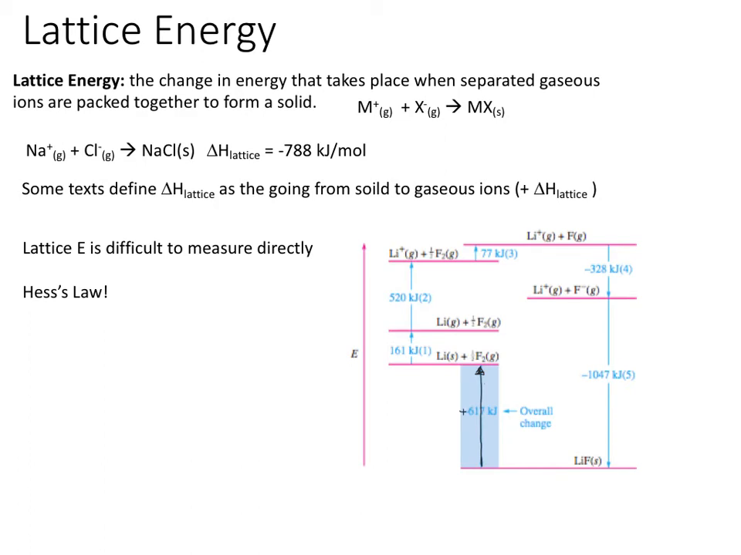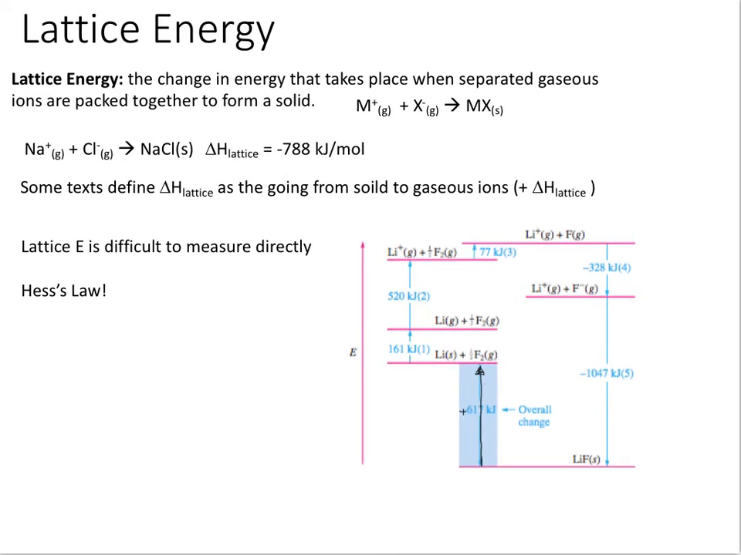So lattice energy is the change in energy that takes place when separated out gaseous ions get packed together to form a solid. So in the context of an ionic compound, we take our ions that are in their gaseous state, we condense them down, and we form that lattice structure that we've been discussing on the previous slides. Okay, so in this process, we're going from a higher energy state to a lower energy state, and heat or energy gets released during that process.